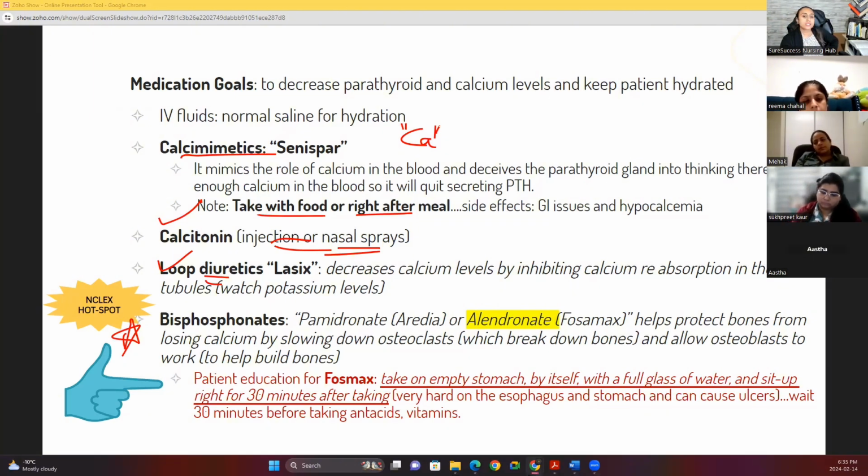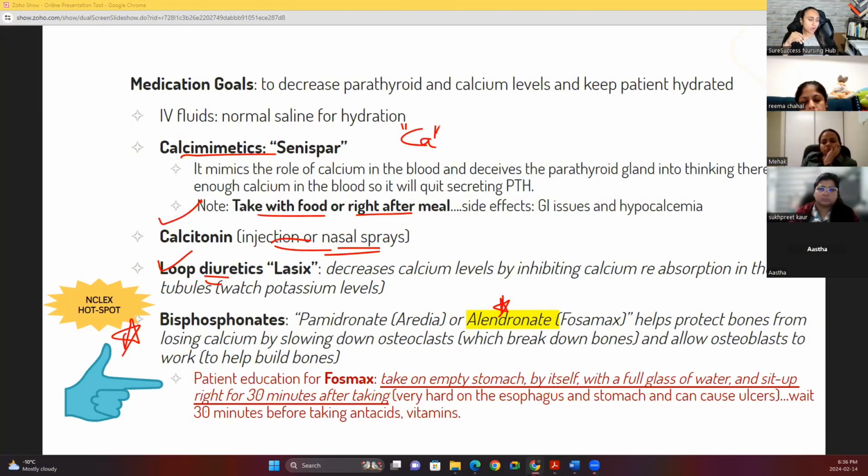This one is also known as alendronate. And what does it do? Bones are very brittle. It tells your bone to slow down the osteoclasts, meaning don't break down calcium into the blood. I have enough, or you will be having fractures. So alendronate is a very, very important drug.